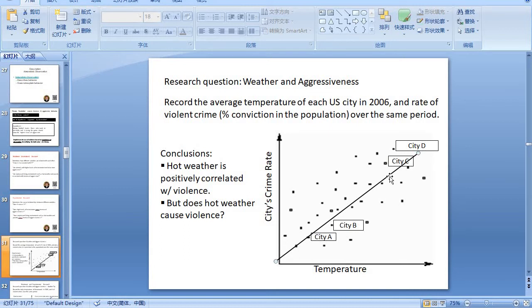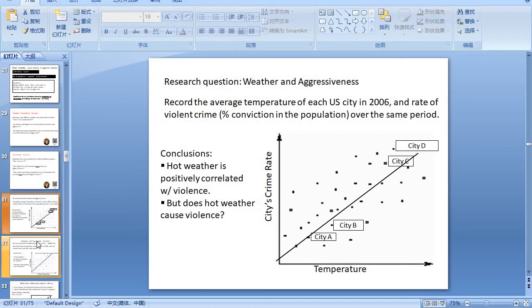This is the limit of a correlation research. In the correlation research, you just observe and measure your subjects. In this case, your subjects are the cities. For each city, you just observe the temperature and observe the number of crimes. So you don't have any control over all the other variables. This is one drawback of correlation research.